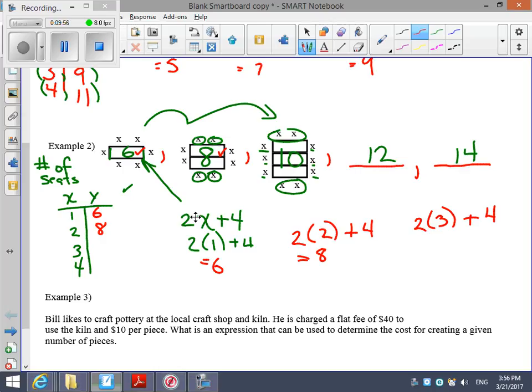Anyhow, 2 times 3 is 6, plus 4 is 10. We know that was right because we counted the chairs, and there's 10. Now, we could substitute one more time, or we do see a pattern starting to connect.